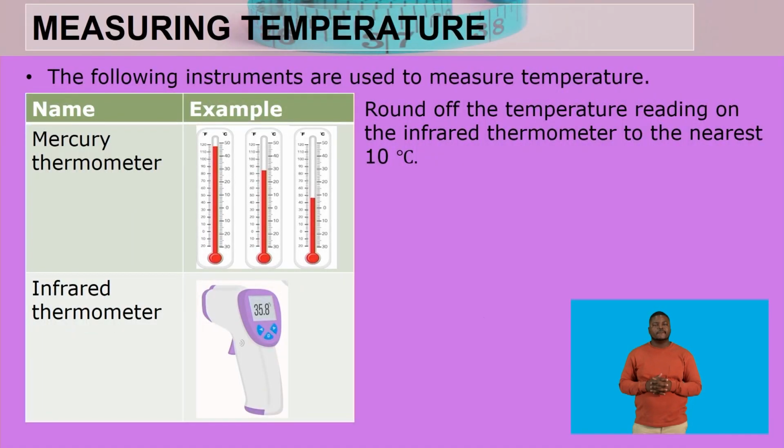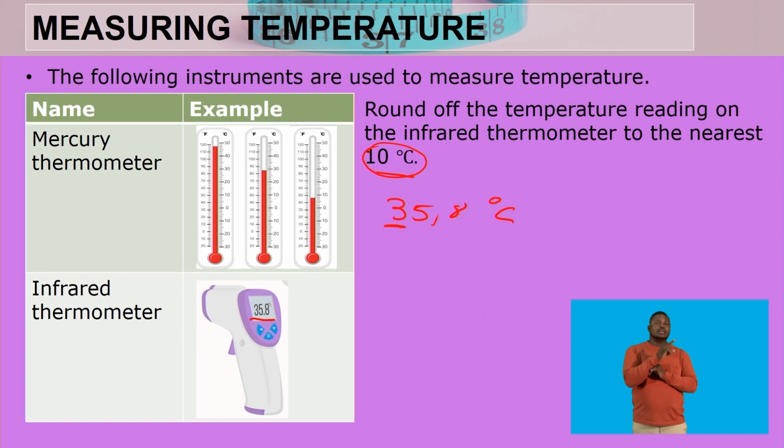Okay, now let's read the question. It says, round off the temperature reading on the infrared thermometer to the nearest 10 degrees Celsius. So let's check what the reading on this thermometer is. We have 35.8 degrees Celsius. The question requires us to round it off to the nearest 10 degrees. Where is our 10? There is our 10. The 3 is the 10.